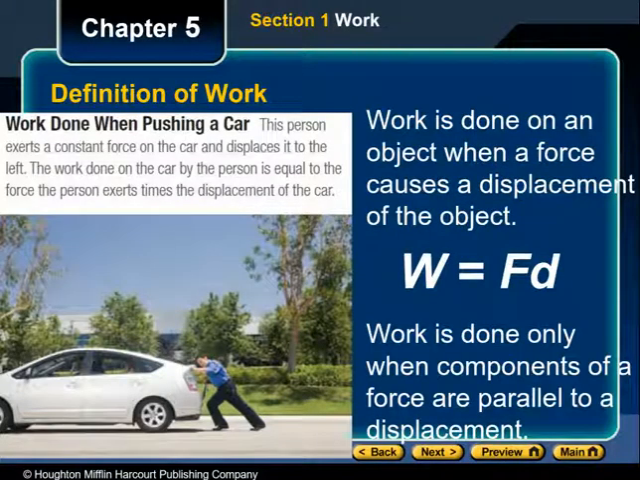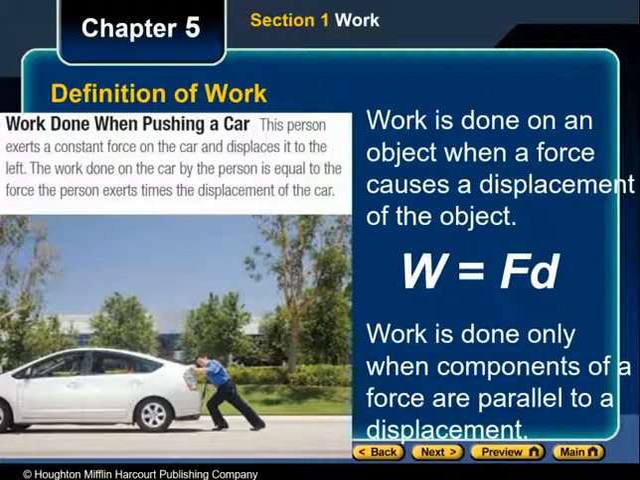Work is done on an object when a force causes a displacement of the object. Imagine that your car, like the car shown in figure 1.1 on the screen here, has run out of gas and you have to push it down the road to the gas station. If you push the car with a constant horizontal force, the work you do on the car is equal to the magnitude of the force, represented by F, times the magnitude of the displacement of the car. Using the symbol d instead of delta x for displacement, we define work for a constant force as W is equal to Fd.